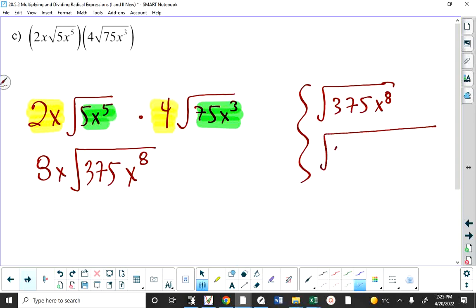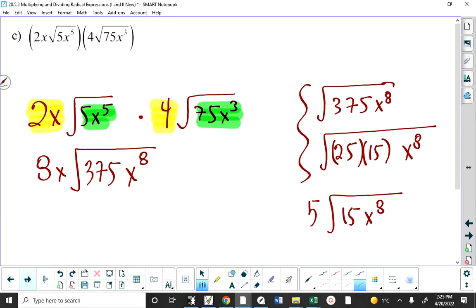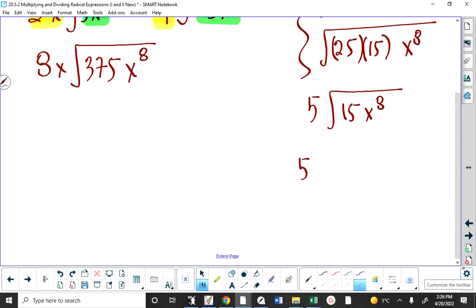So we can rewrite that part. I'm just going to put it all together as 25 times 15, and then we have x to the 8. So that root 25 comes out, and I have 5 root 15 x to the 8. Well, what am I going to do with the x to the 8? Yeah, I'm going to take the whole thing out. But what am I going to write it as on the outside? See, this is where I think many of us have to go back to the beginning.